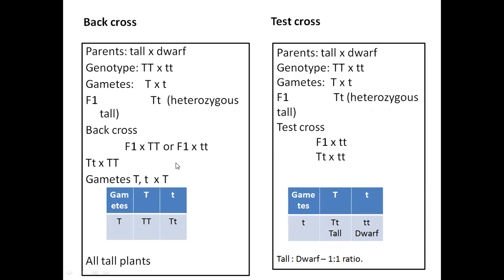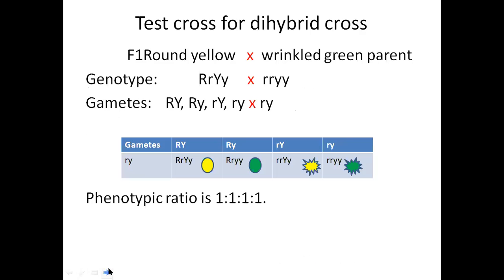Now, this is a back cross. You can see this is the F1 generation. Now, we are crossing the F1 with the parent. This is the dominant parent, this is the recessive parent. If we cross with the dominant parent, this is a back cross. The cross with the recessive parent is known as the test cross. Test cross is helpful for us to understand the genotype of the specific plant that we are obtaining in the F1 generation.